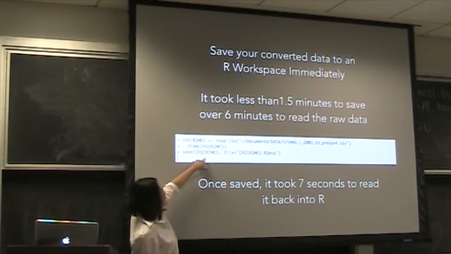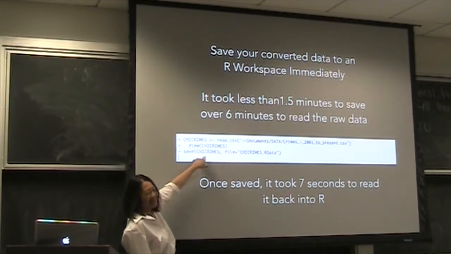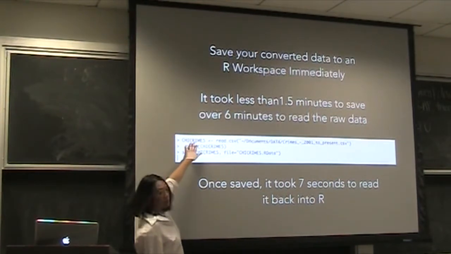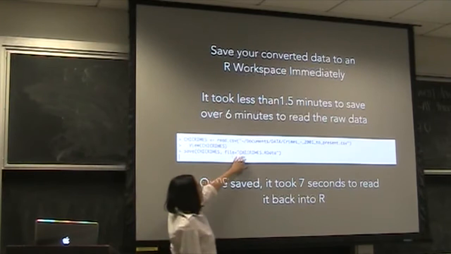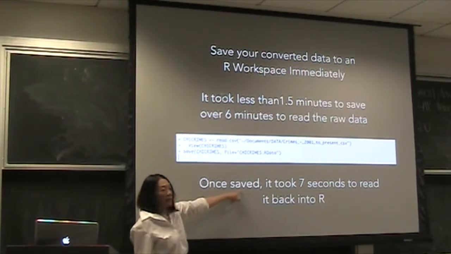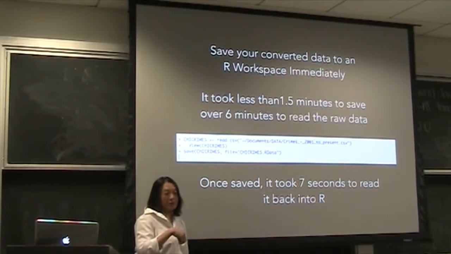Some of you have never saved an R workspace before, so here's your introduction to it. This is what I mean by saving it. You could save it. I've given it a much shorter name, and I've given an identifier so I know it's our data set. Once it's saved, it only took about 7 seconds to read it back into R.